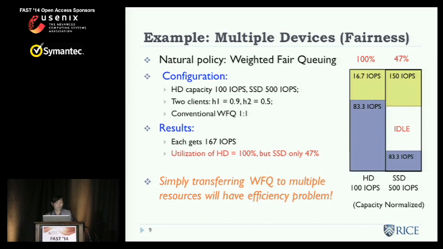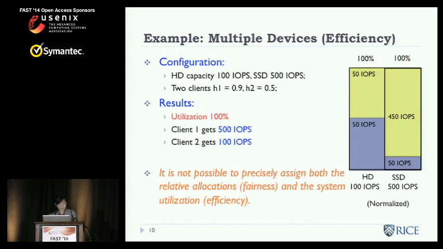And similarly, a hit ratio of 0.5 means 50 requests go to SSD and 50 go to disk. So a natural extension of fair allocation will be applying proportional sharing to multiple devices. That is, allocating the total IOPS in proportion to their weight. If you're using WFQ in this example, then each of them will get 167 IOPS. So if you look at the utilization, the HD is 100%, but the SSD is only 47%. That means simply transferring WFQ to multiple resources will have an efficiency problem.